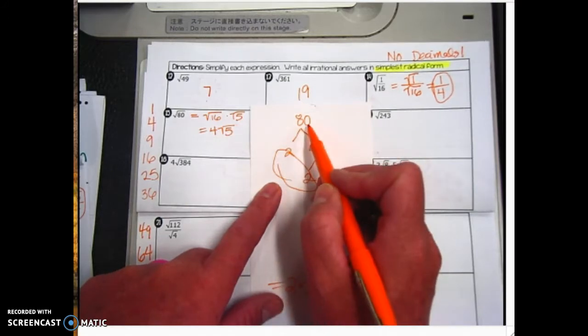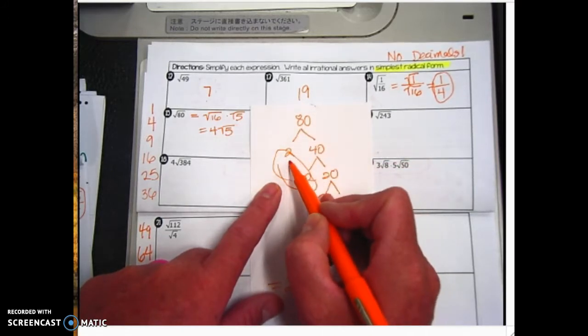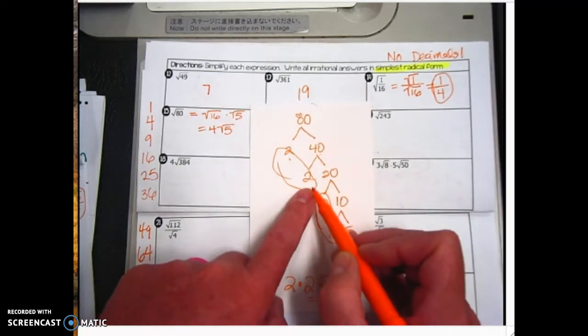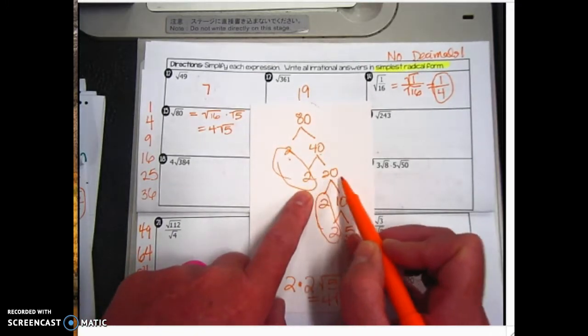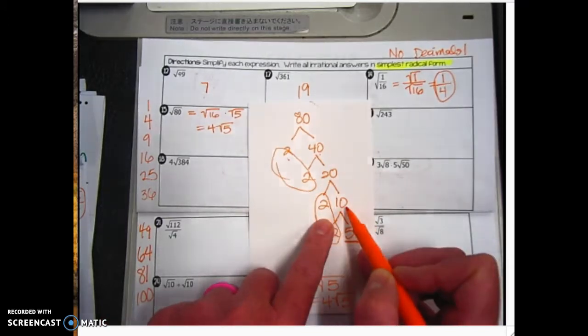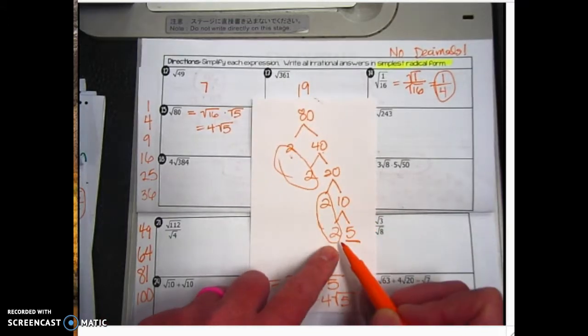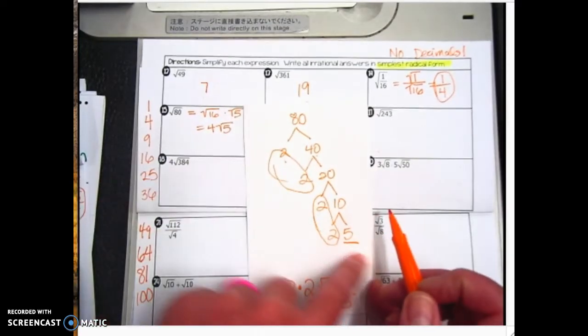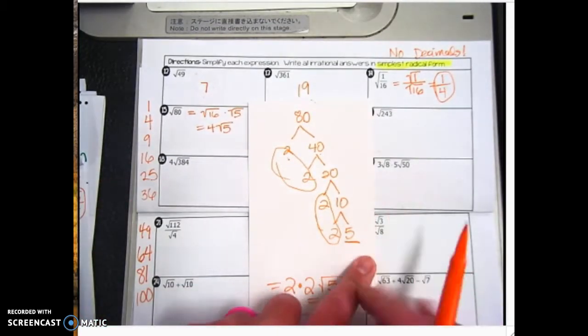I know 80 is even, so I factored out a 2, because 2 times 40 is 80. And then with the 40, I said 2 times 20. For the 20, I said 2 times 10. And for the 10, I said 2 times 5. Okay? All these numbers are what we call the prime factorization.